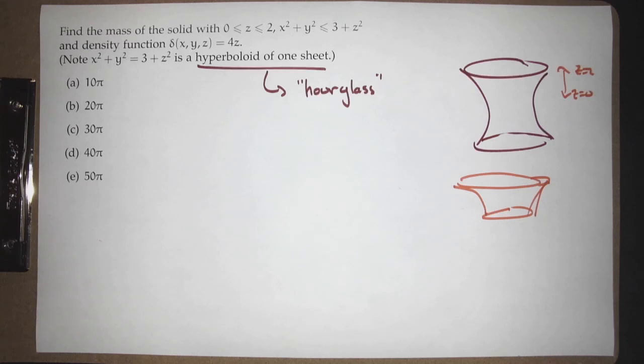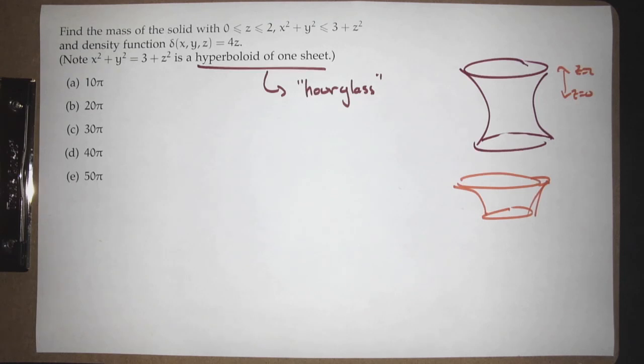What are our options? 10 pi, 20 pi, 30 pi, 40 pi, or 50 pi? Do we have an answer? Did somebody work this out? Somebody suggested it's at least one of them. Well, hopefully, unless there's a mistake or typos. Typos do happen.